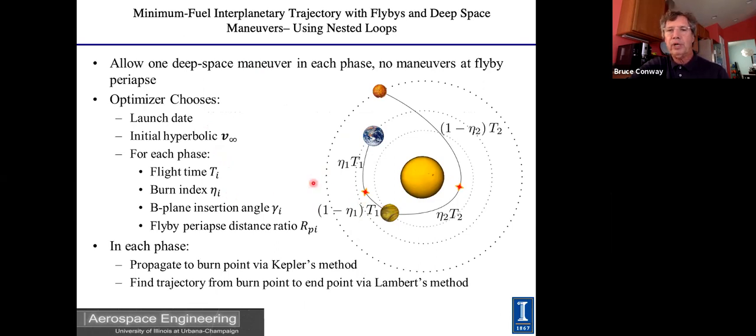A so-called burn index, which is a number between 0 and 1 that tells you how much of the leg is used before you do the mid-course impulse. Most of the time, the mid-course impulses turn out to be 0 or negligibly small. The so-called B-plane insertion angle at the arrival planet, I don't have time to go into detail about that. And the flyby periapse distance ratio, which has to be bigger than 1, otherwise you tunnel into the planet.